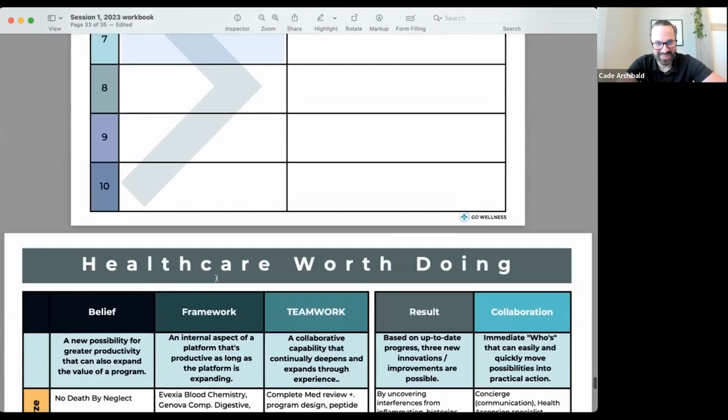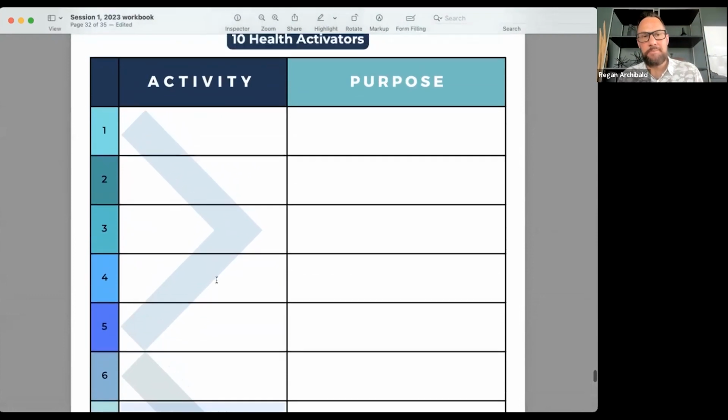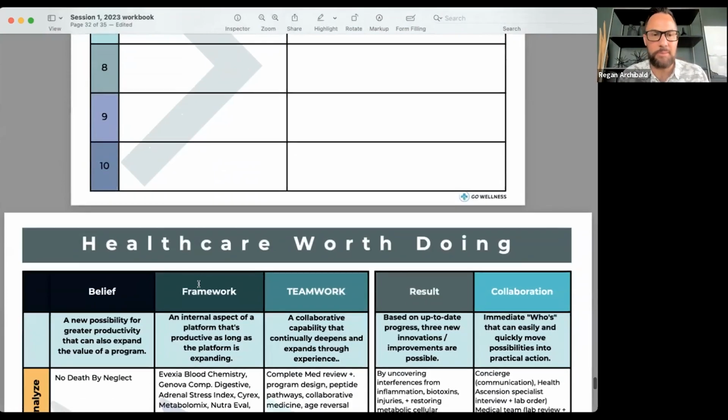So, all right. Well, we're going to shift gears. Your challenge is to get your 10 health activators. Take a little bit of time to think about what you're doing every day, and what the purpose is of what you're doing, and then share that with your group and your team to start with, see what they think. And then you can jump in and start sharing it with your patients, create some curriculum around it.